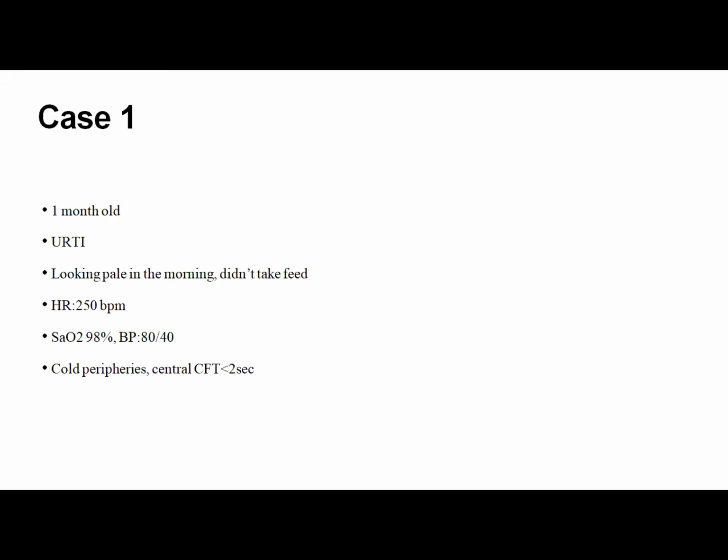Okay, first case, we have a 1-month-old child presenting with URTI. He's looking pale since morning, didn't take feed properly, and mother is worried. On examination, his heart rate was 250 beats per minute, saturating well, not in distress. Blood pressure is also normotensive, but on palpating, you find cold peripheries, and the capillary refill time is normal. And you get an ECG done, and the ECG looks something like this.